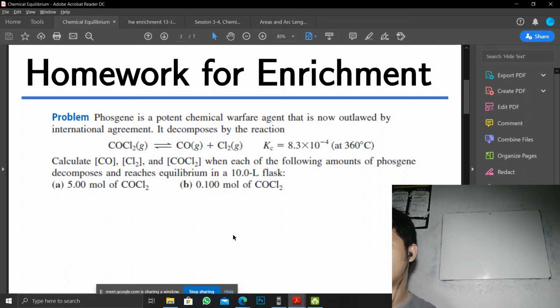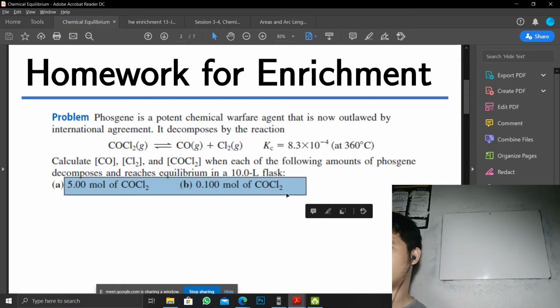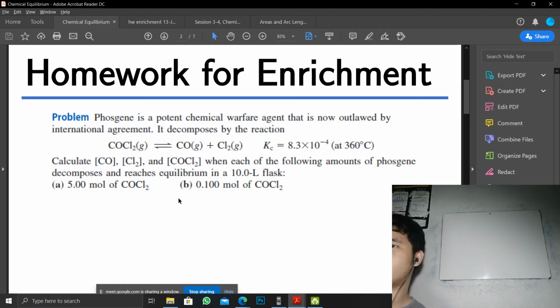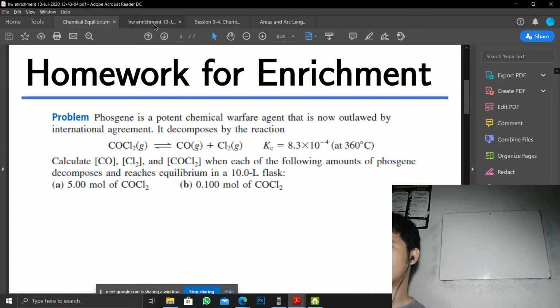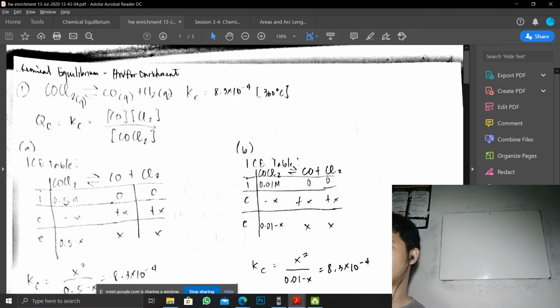Okay, sige. So, ito. Yan, di ba? We have this problem. So, calculate the equilibrium concentrations of each given the initial concentration of COCl2. So, from here, alam natin agad na to the right yung direction. Kasi, ito lang yung meron tayo. So, tignan na natin itong solution natin para hindi tayo masyadong mabagal.